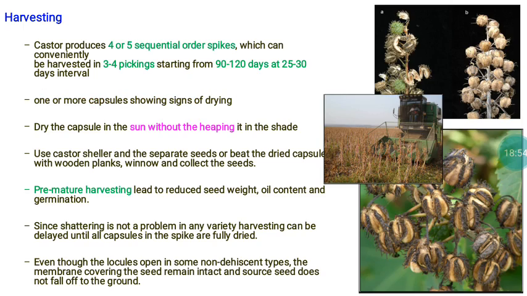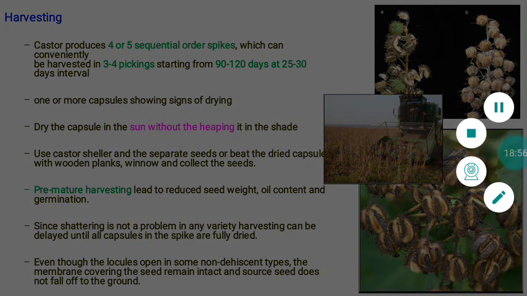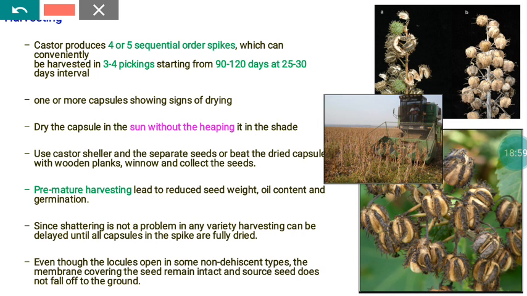Harvesting: the fruits are called capsules. The immature fruits are green in color. As and when they attain maturity, they will become brown in color. So based on these browning symptoms, we have to identify maturity.